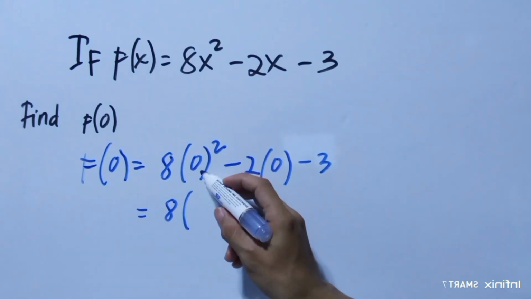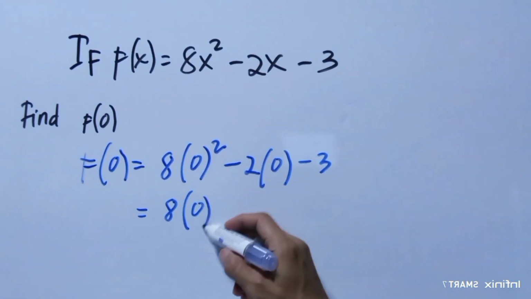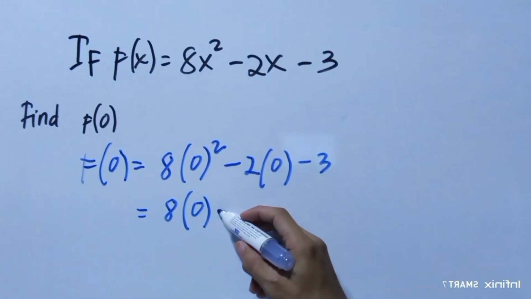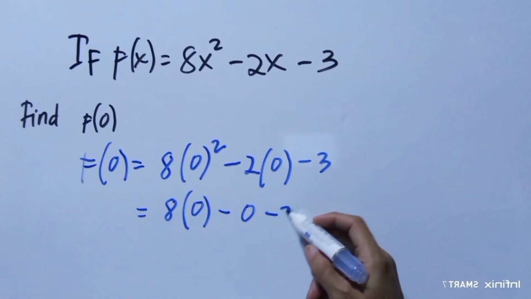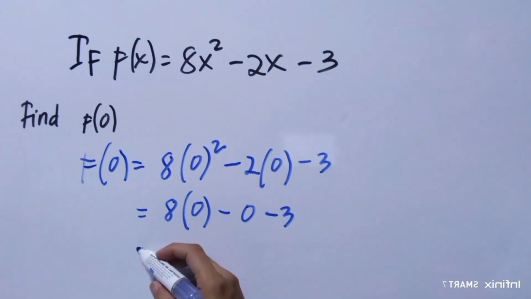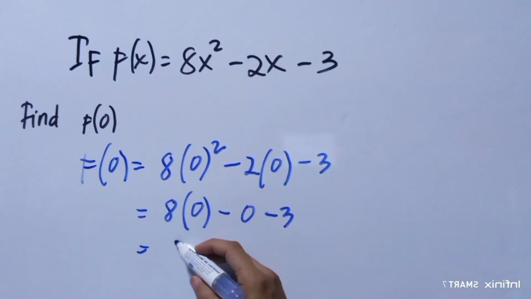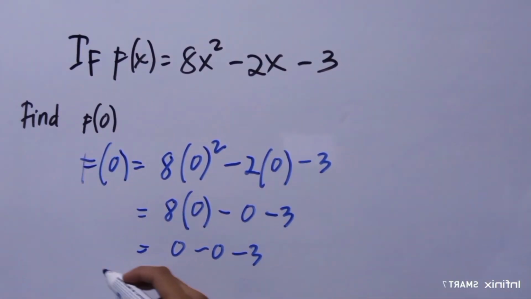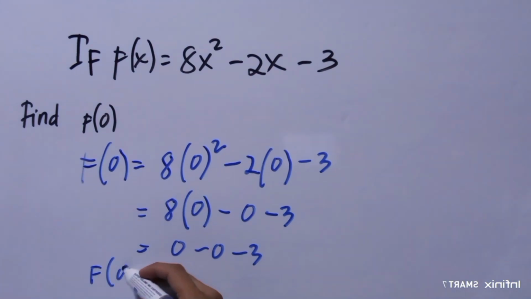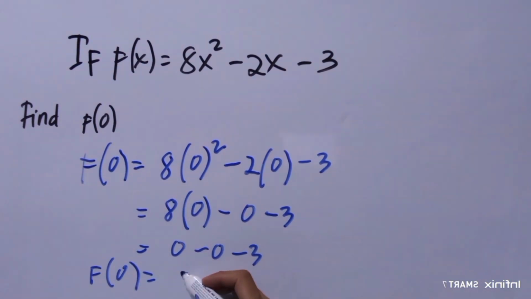Tapos 0 times 0, that is equal to 0. Okay? Then minus 2 times 0 is 0. Minus 3. Okay? So equals 8 times 0 is 0 minus 0 minus 3. So therefore, f of 0 is equal to negative 3.